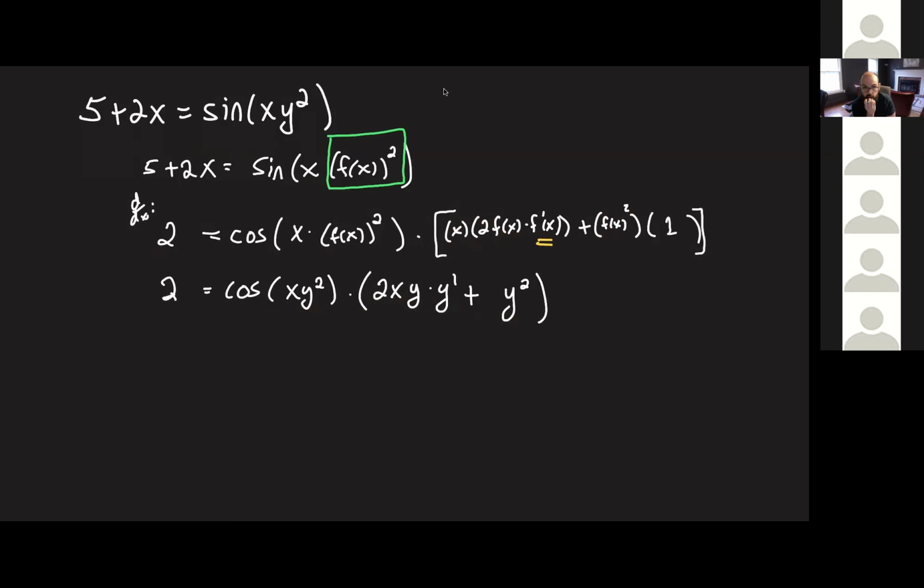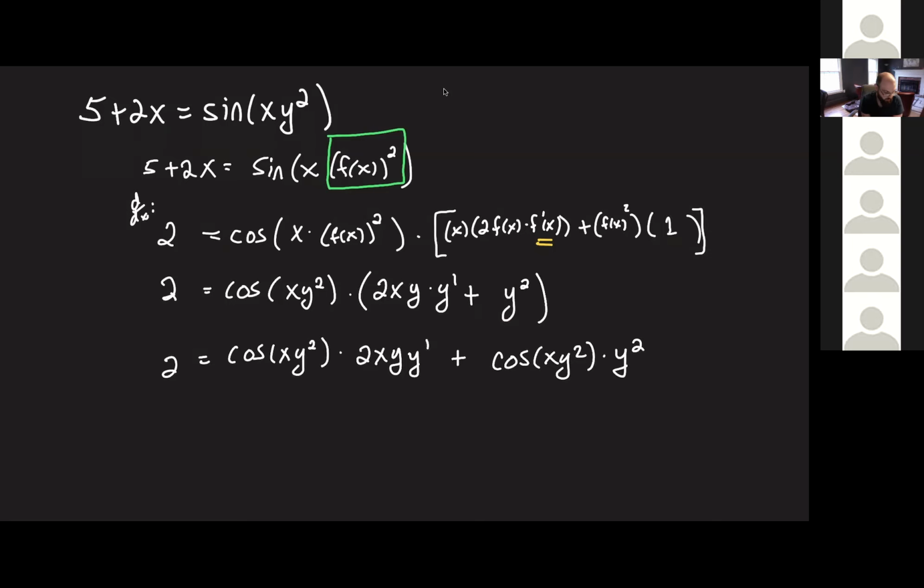Now our job is to solve this for y prime. Step 1, I'm going to expand everything. So I get 2 equals cosine of xy squared times 2xy y prime plus cosine xy squared times y squared.